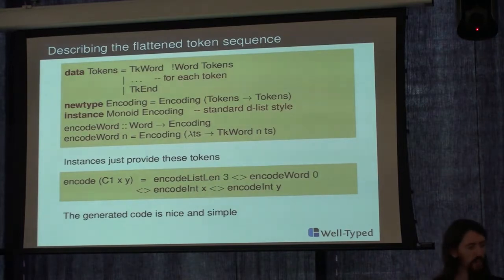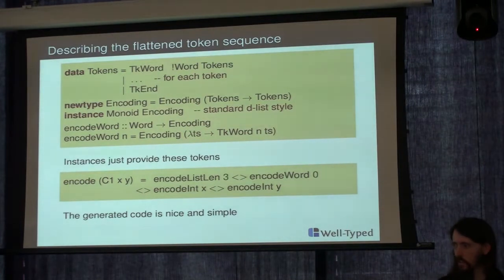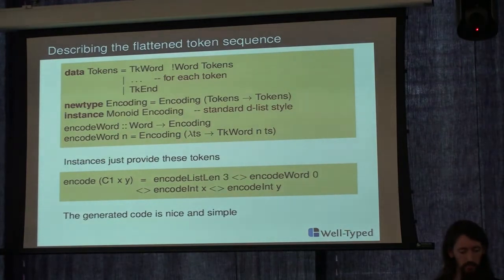Anyway, so now we can write down these instances in a fairly standard way. Each of these functions just turns into this encoding, and the generated code here is now really, really simple because it's just allocating a bunch of constructors. So there's really nothing to do.